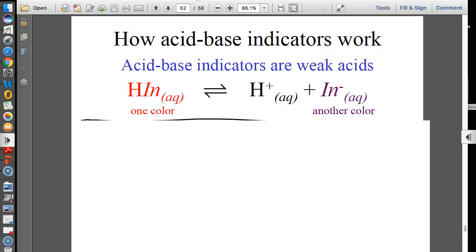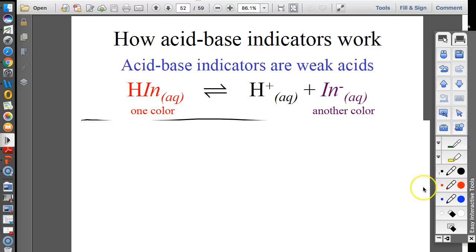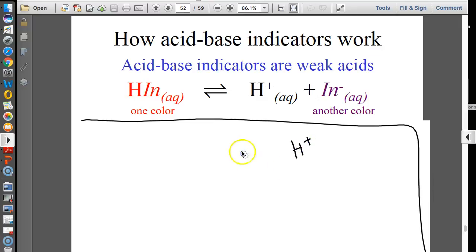If I'm starting out in an acidic solution, like I put a couple drops of this into hydrochloric acid, so I got a bunch of H's down here, and they're really hydroniums, but this is hydrochloric acid. Acid-base indicators are weak organic acids. So they're acids themselves. That's how they work, okay?